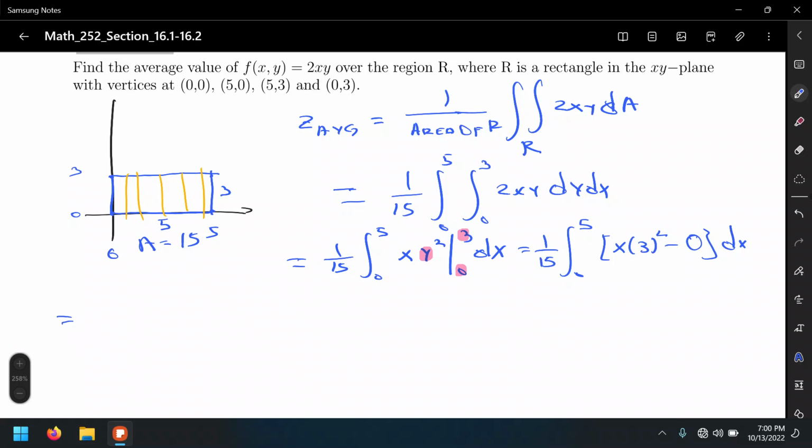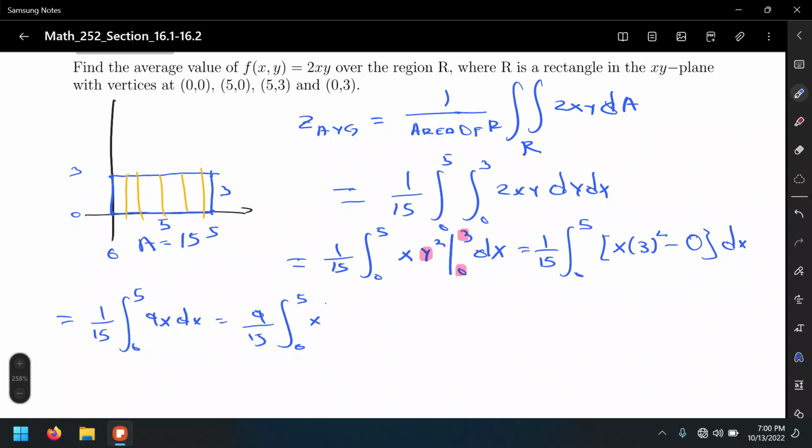So 3 squared is 9, which gives us 9x. So that's 1 over 15, integral from 0 to 5 of the quantity 9x dx. And the integral of 9x, well, I'm going to take the 9 outside of the integral.